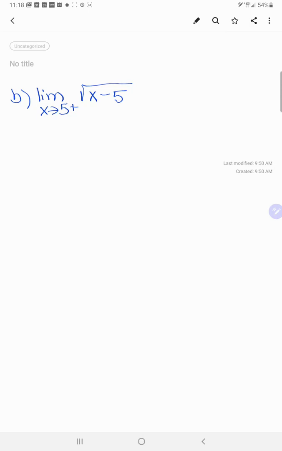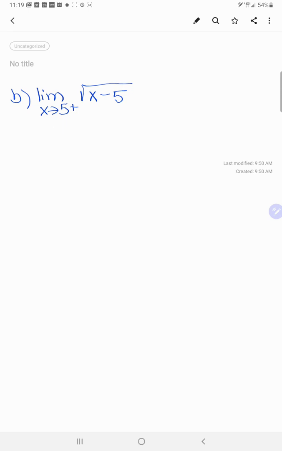Everyone, this is the second part of 2.3, the limits, and I'm doing the second part of the second page of the worksheet that we did in class on Friday. So the question was: the limit as x approaches 5 from the right side of the square root of x minus 5. I can think of two different ways to solve this. The first way is graphically.